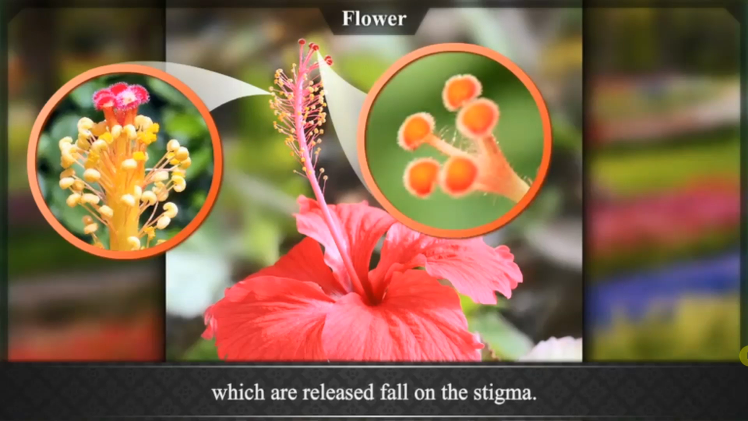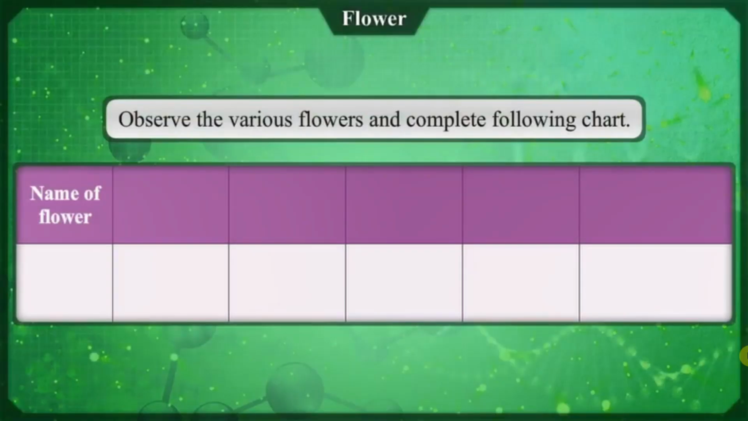Observe the insects sitting about around the flowers of a plant. Observe the various flowers and complete the following chart. Name of flower, number of sepals, free or united, number of petals, free or united, form of androecium and gynoecium.